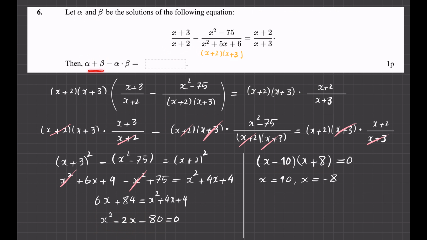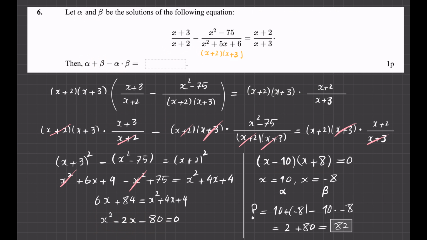And because this is symmetric with respect to alpha and beta, it really does not matter which one is alpha, which one is beta. You can call, for example, the first one alpha, the second one beta. So the question mark is alpha plus beta minus alpha times beta, which is 10 plus minus 8, minus 10 times minus 8. So the first one becomes 2, the second one becomes plus 80, so the answer is 82.